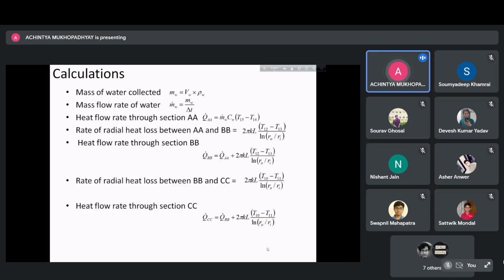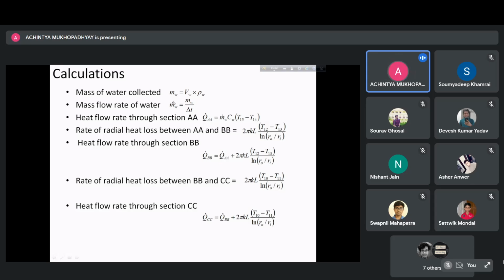Then what should be your calculation? The mass of water collected is the volume of water collected times density. Then the mass flow rate of water would be this mass of water collected divided by the time interval. So that gives you the rate of flow of water.